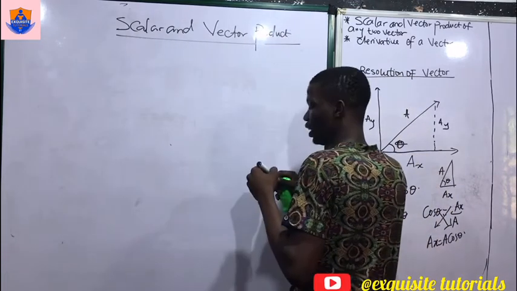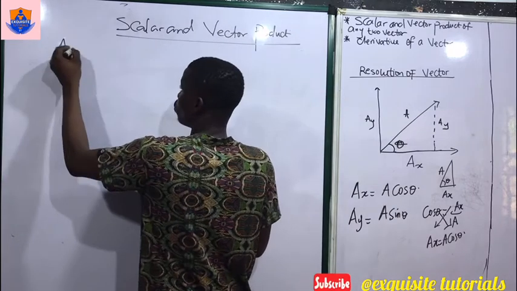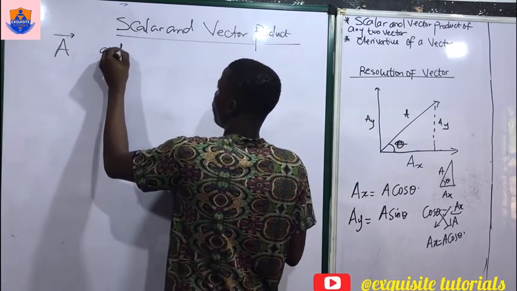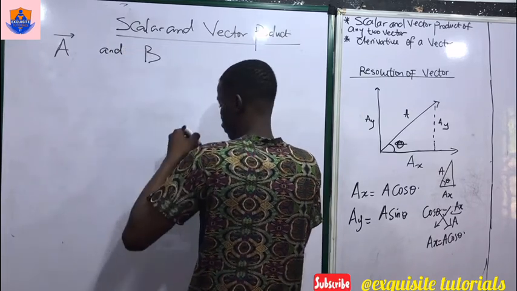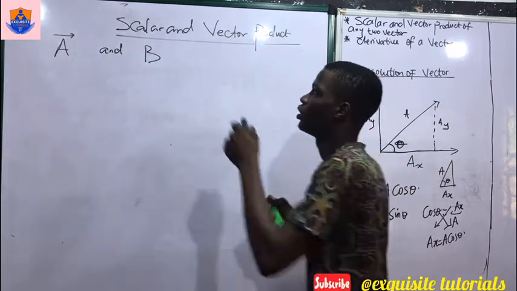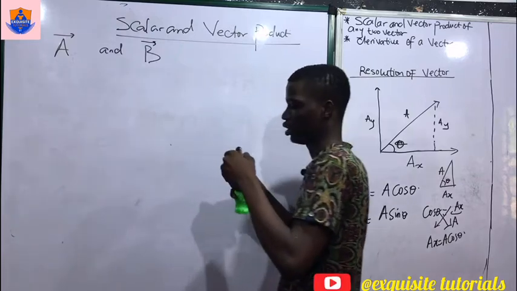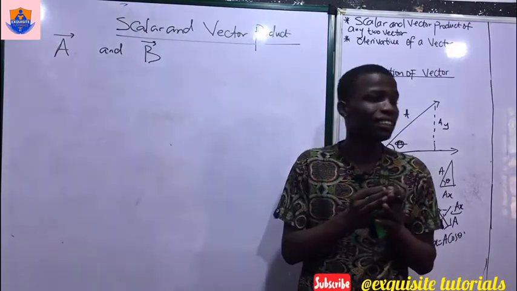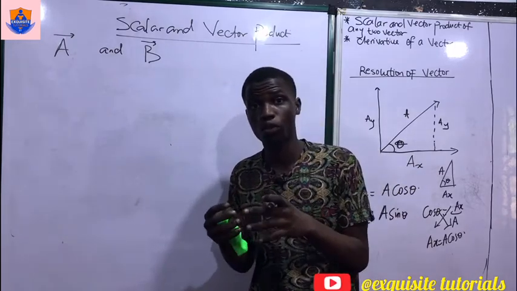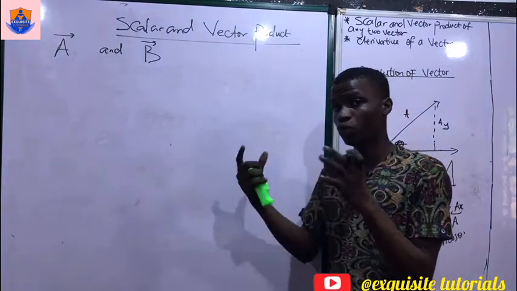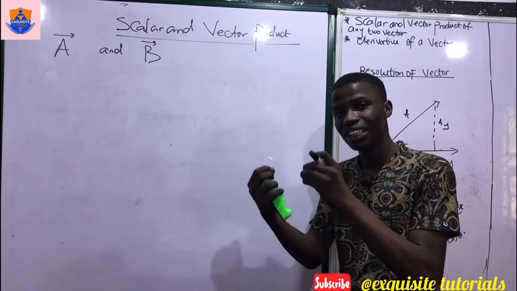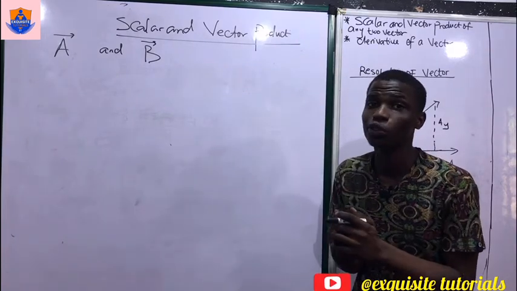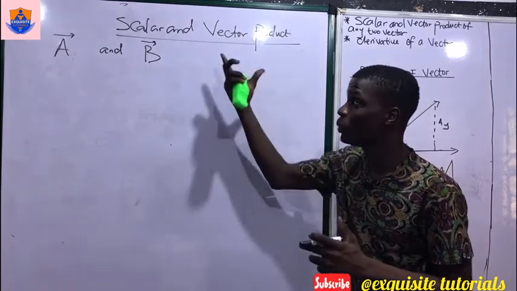So assume I was given two vectors, my vector A and my vector B. A scalar product, at the end of any multiplication of two vectors, is not going to give you a vector quantity; it's going to be a scalar quantity. That is what makes it a scalar product.